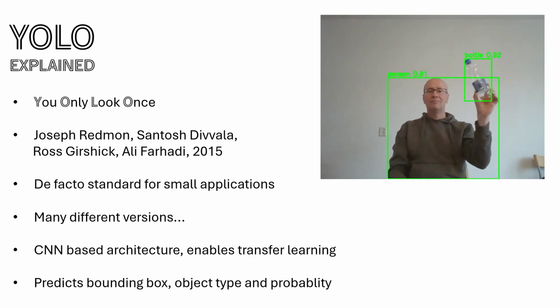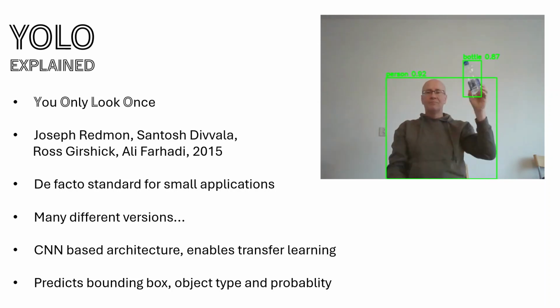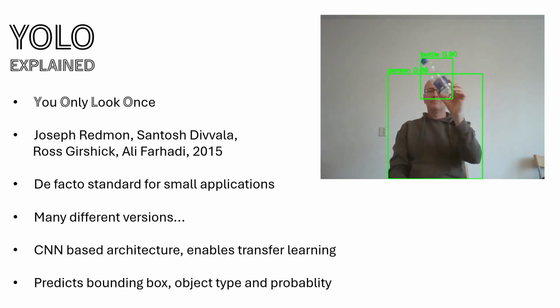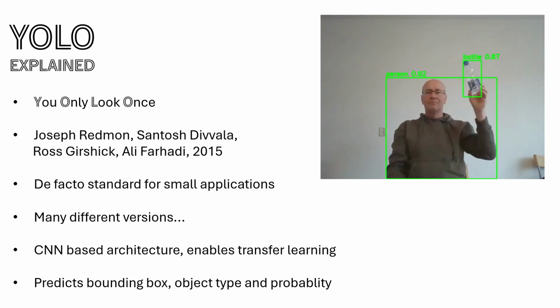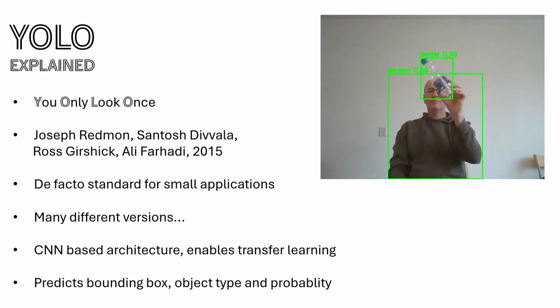It predicts bounding boxes, object type and probability. So basically the green boxes, those are the bounding boxes. The object type is the name which is standing on the top of the box. So apparently I'm a person, which is nice to know. And it also predicts the likelihood or the probability that it really is a person. Okay.